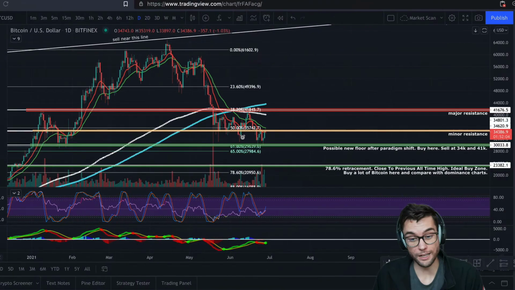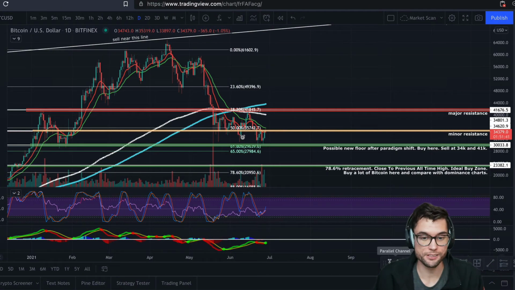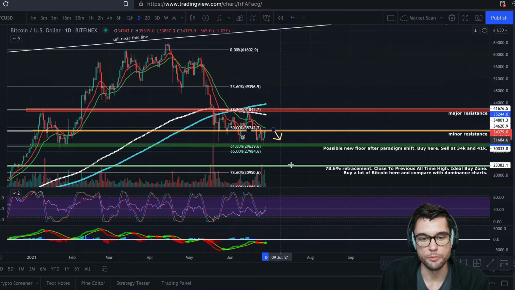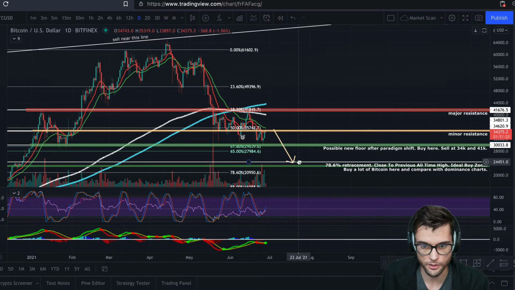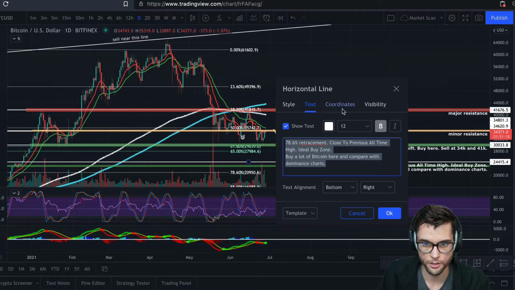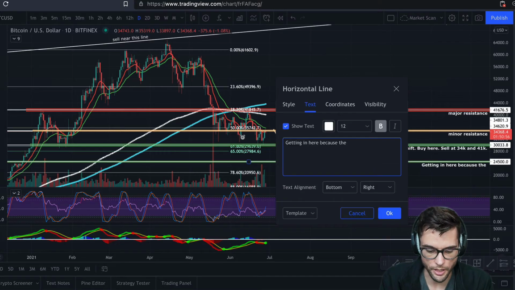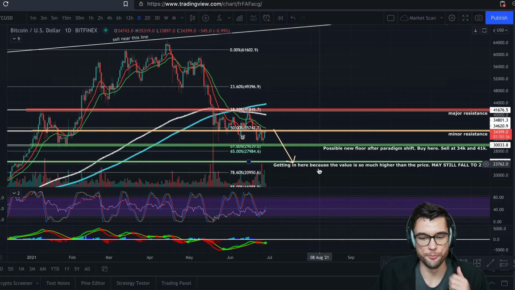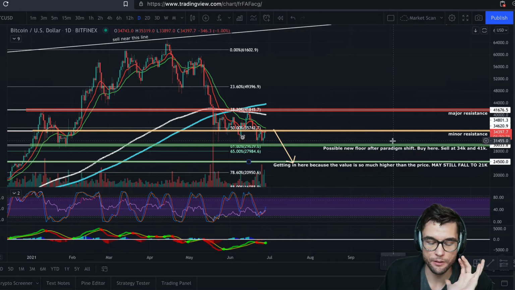So the next one, if my predictions are correct, 34, what did I say? 24,500. Okay, so basically it's like this. Value is so much higher than the price. So it's pretty much like this. Yeah, it's hitting.